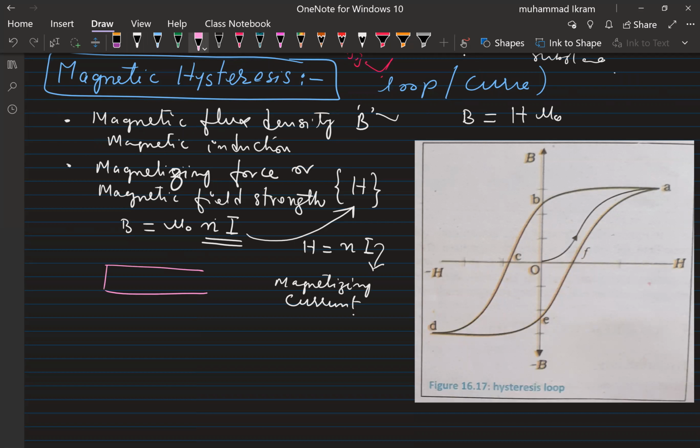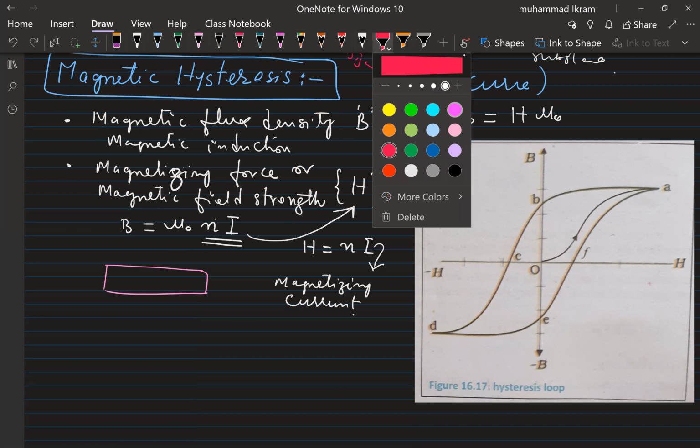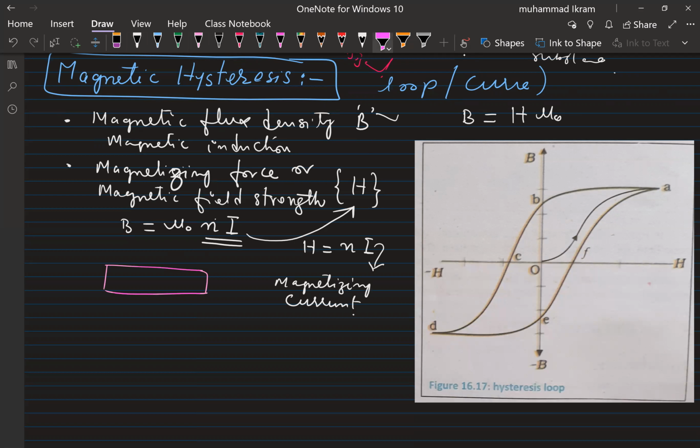For example, in order to explain this effect, let us consider a ferromagnetic substance such as iron, like this one as you see here. If we place this inside a solenoid with an alternating current source, we have this current I, which causes the magnetization and demagnetization of this soft iron.